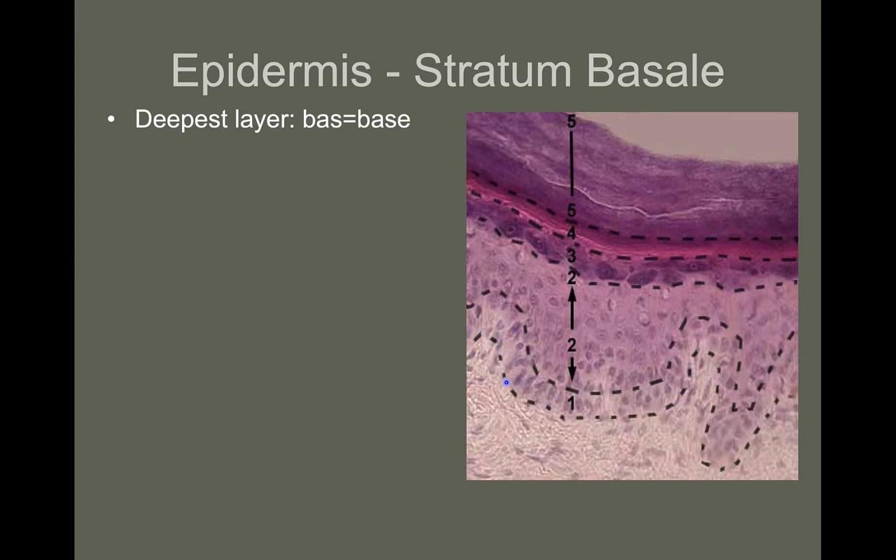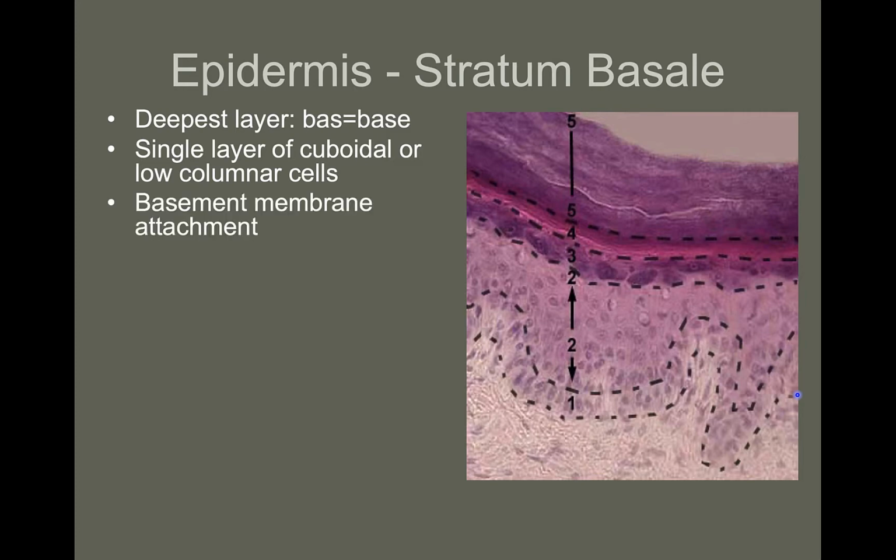Remember, the basale is adhering to that double-sided sticky tape, that basement membrane, the non-cellular adhesive layer. It's a single layer of cuboidal cells. They may even also look slightly columnar under a microscope. And again, that's where the basement membrane is attaching. Now what's going on with these cells is they are rapidly dividing, and they are pushing their daughter cells upwards into our next layer.